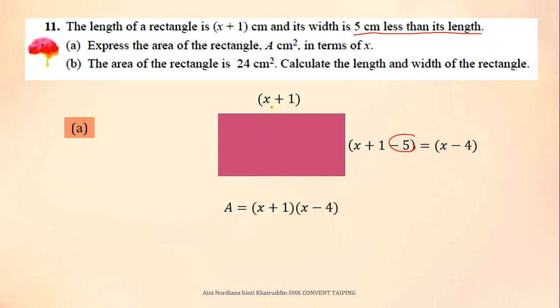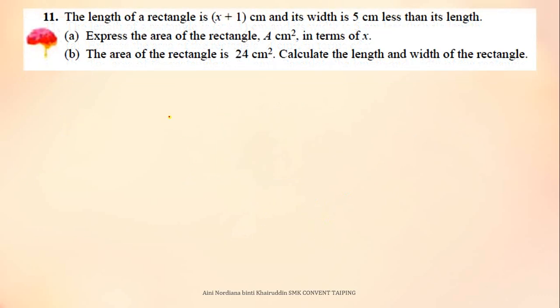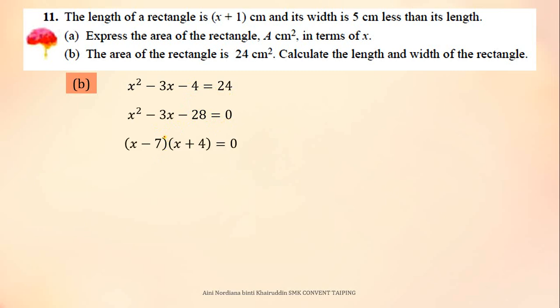So this is the area, the length times the width. And then you expand this, and then you get A equals x squared minus 3x minus 4. For question B, the area of the rectangle is 24. Calculate the length and width of the rectangle. So this is the area of the rectangle, which equals 24. Then you write it in the general form of a quadratic equation. You factorize the equation, and then you get the values of x, which are 7 and negative 4.